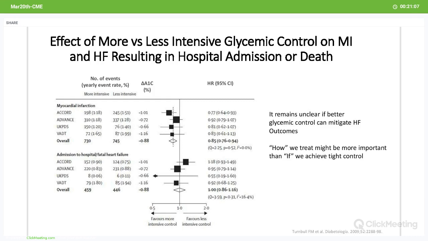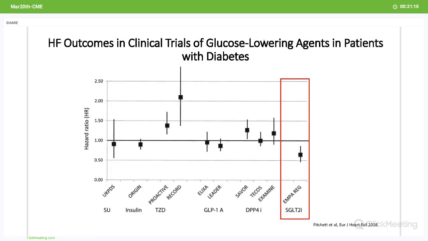So I think how we get there, or how we try to achieve glycemic control, is the story to tell, at least in 2019, more so than if we can achieve tight glycemic control. A wonderful review paper by one of my colleagues, Dave Fitchett at St. Mike's Hospital, who's been an investigator in the EMPA-REG clinical trial.